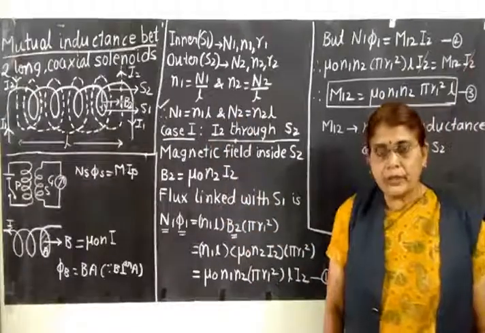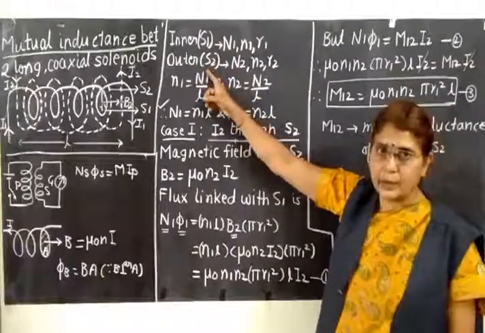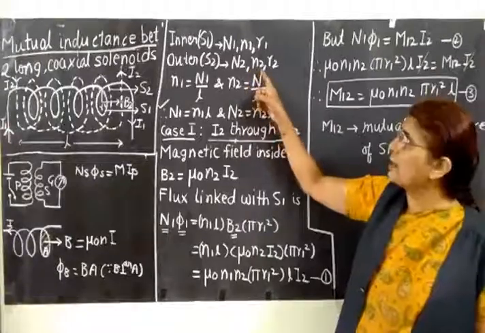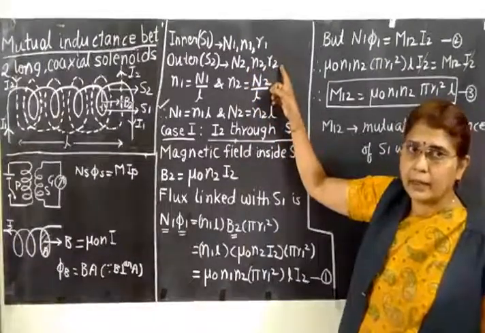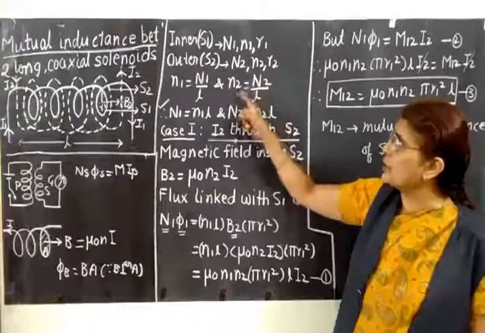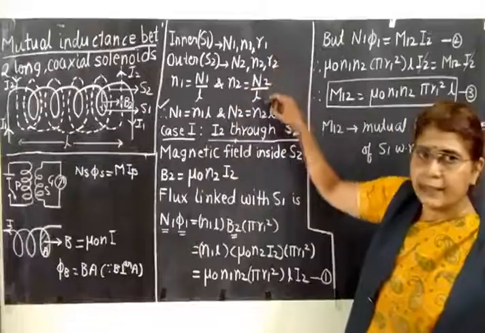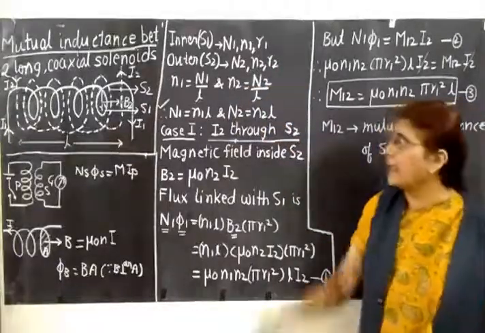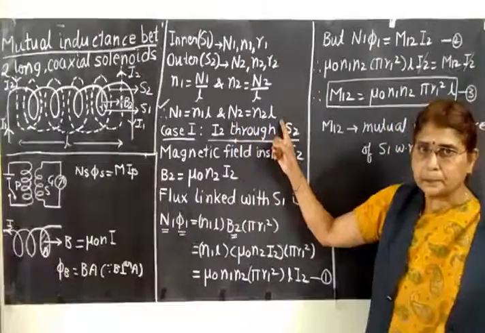Same thing we shall do for the outer solenoid also. For the outer solenoid S2, let us write the number of turns as N2, number of turns per unit length as small n2, and radius we shall call R2. Once again use the definition for n2, number of turns per unit length, total number of turns divided by the length, that is N2 upon L. If you cross multiply, you will get the value of N2 as small n2 into L.